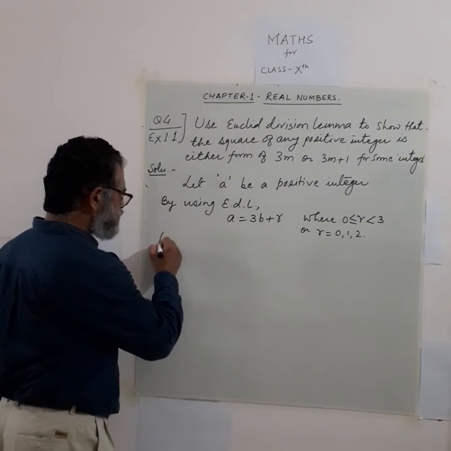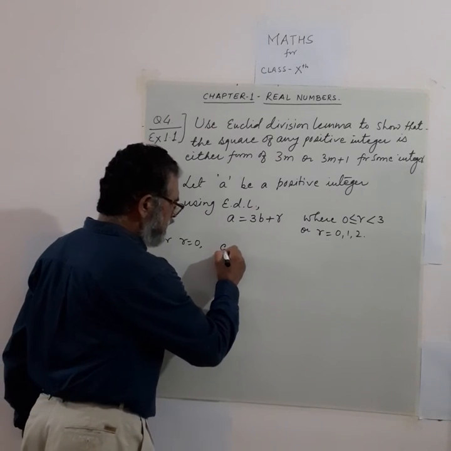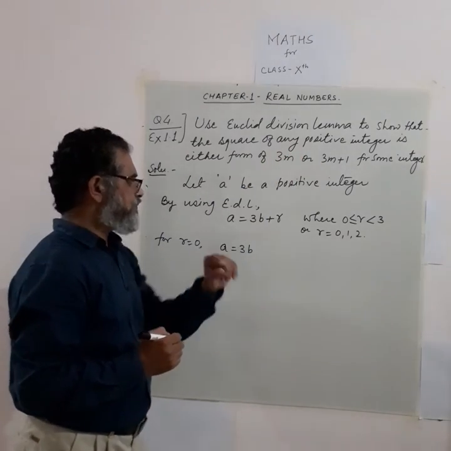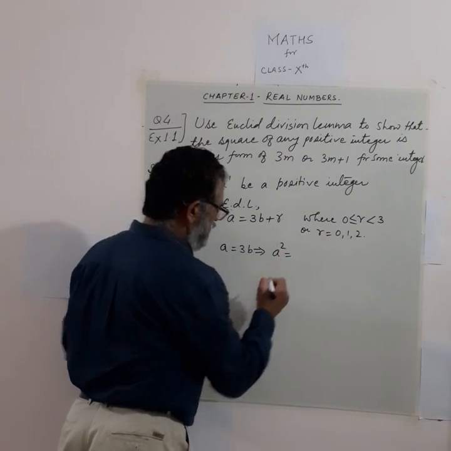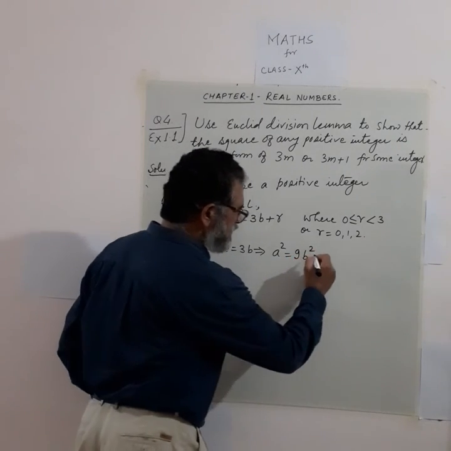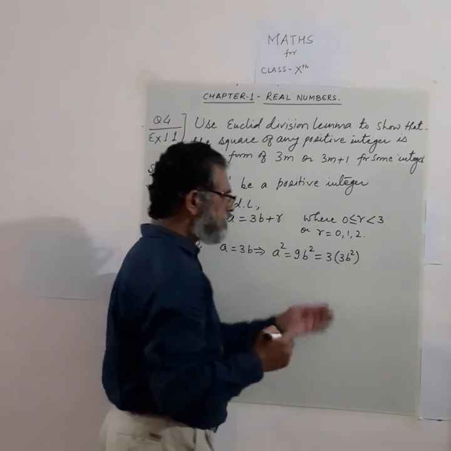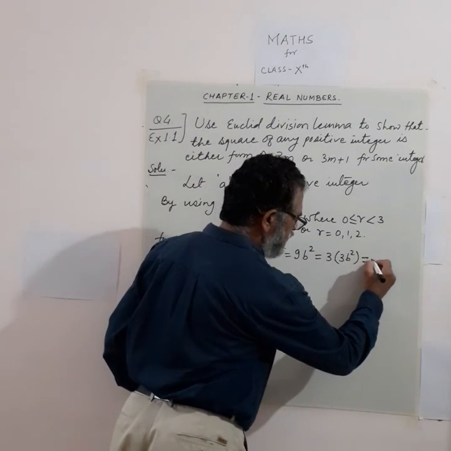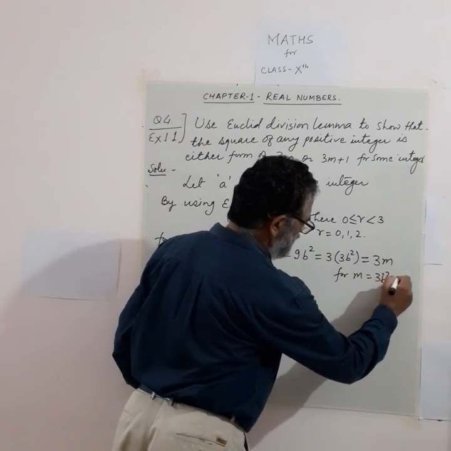So first we take r equals 0, then a becomes 3b. This is a positive integer. Now the square of a is, if we square the right hand side, 9b square. So this can be written as 3 into 3b square. Now if we write 3b square as m, it becomes 3m.